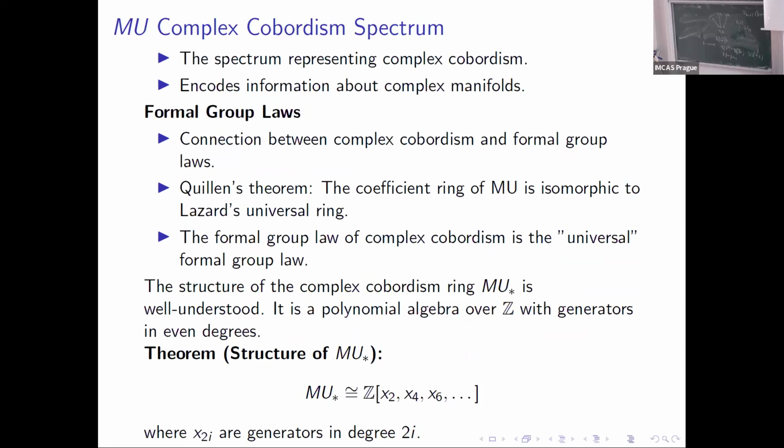Complex cobordism is also very good. The theory is very nice, computable. This is a theorem: the coefficient ring, I mean mu star of a point, is a polynomial ring in all even dimensions over Z. And what is even better here is that this ring is actually the same as the universal Lazard ring. The universal Lazard ring is the ring of coefficients of the universal formal group law.